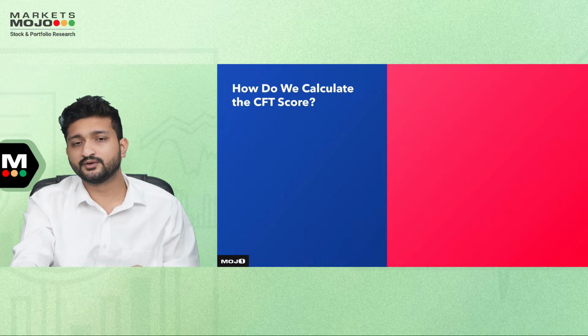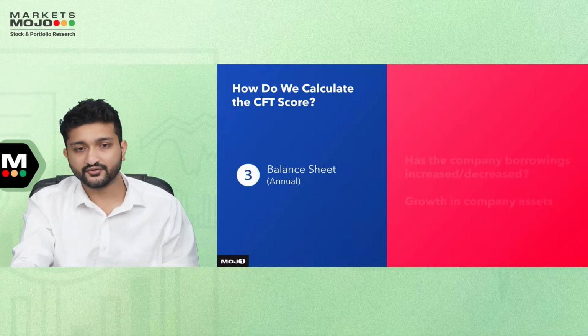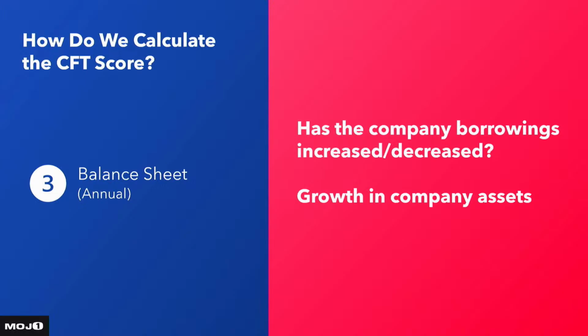The next one we talk about is the balance sheet, which we receive annually. Here we look at things like, has the company's borrowing increased or decreased? Is there any growth in the company's assets? These are some of the factors we look at when it comes to the balance sheet. This comes once a year, so it has an annual frequency.